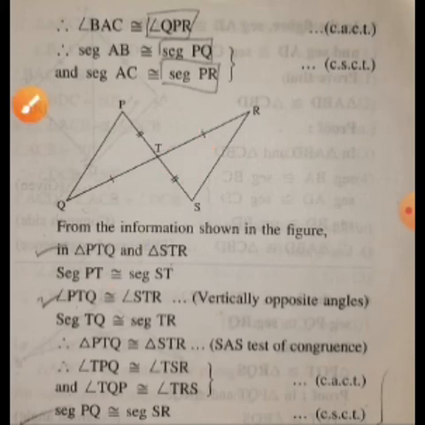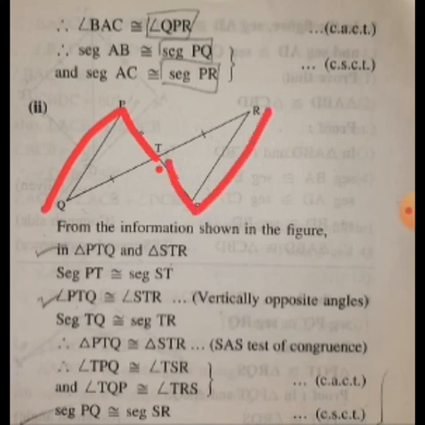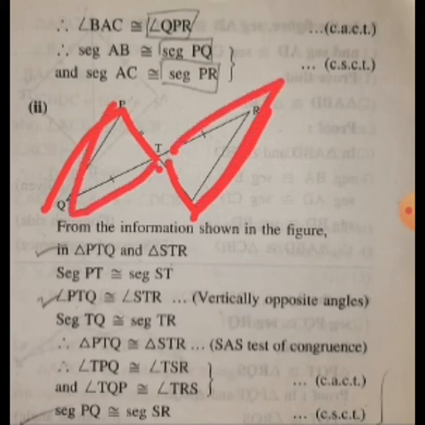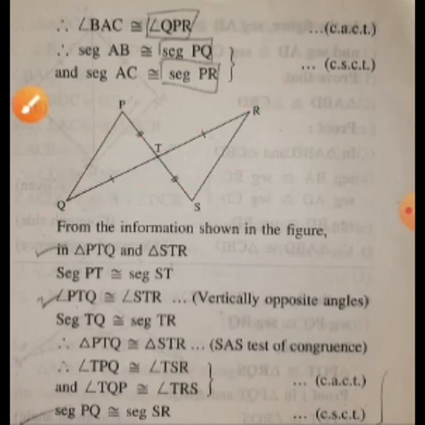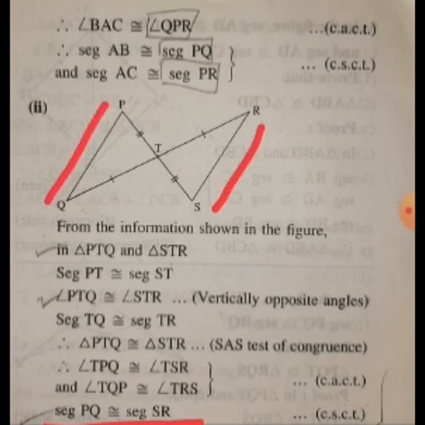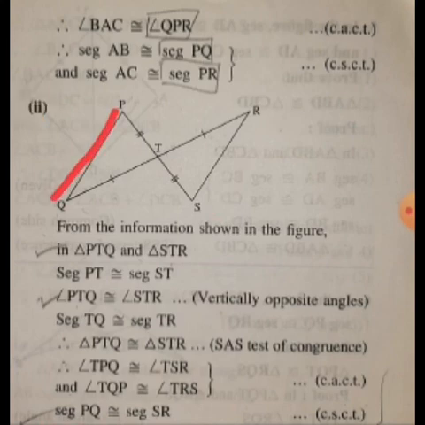Okay, then angle TPQ and angle TSR are also congruent, and angle TQP and angle TRS are also congruent. So segment PQ and segment SR are also congruent. Segment PQ and SR. The other information which is not mentioned here, we can show with the help of a sign. Which one is this? PQ and SR.